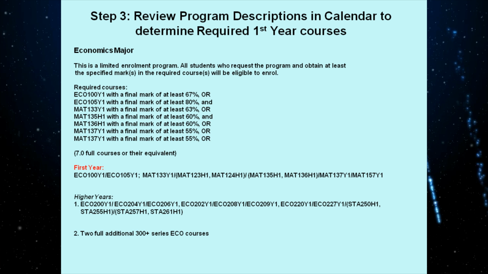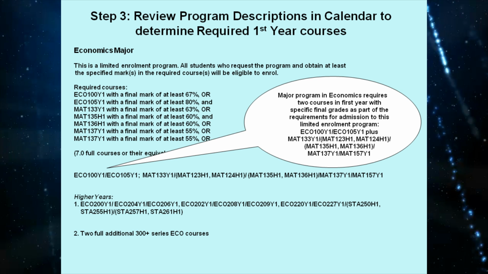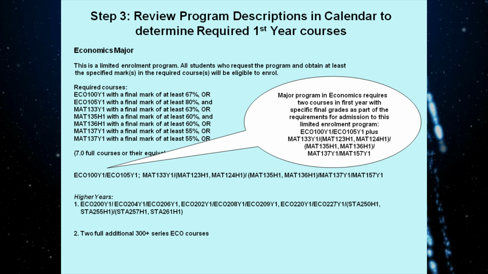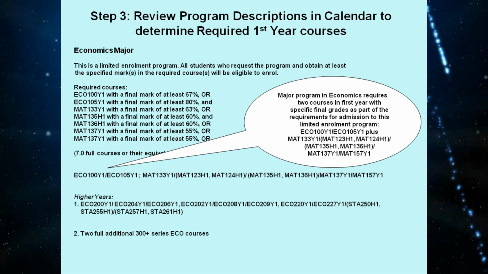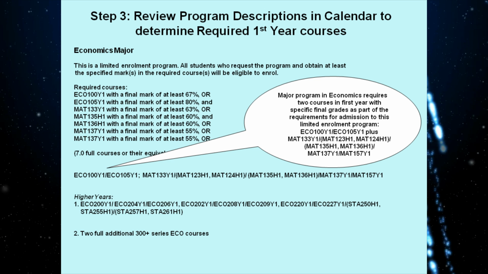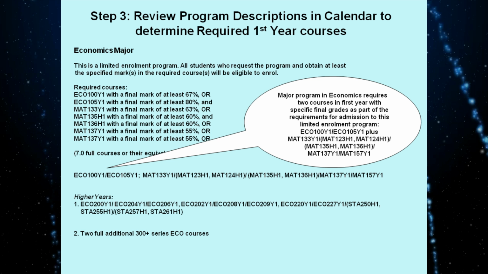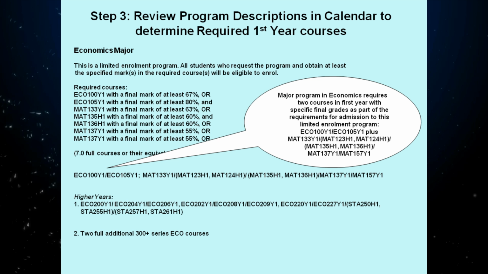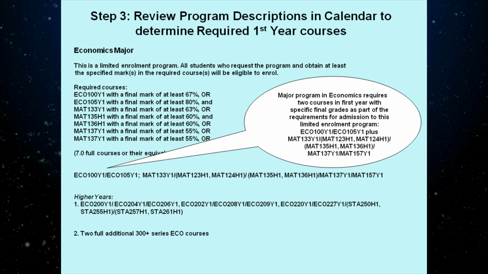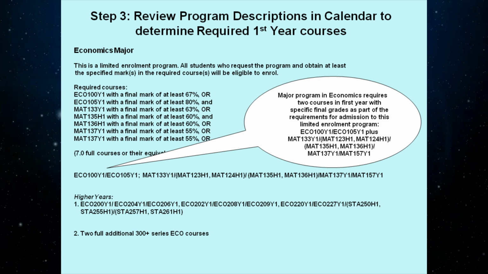Let's look at an economics major, for example. The major program in economics requires 2 courses in first year with specific final grades as part of the requirements for admission to this limited enrollment program. In the calendar, a slash indicates or, and a semicolon, colon, brackets, and plus signs mean and. Therefore, in this example, you need to take one of the first year economics courses indicated and one of the math courses indicated.